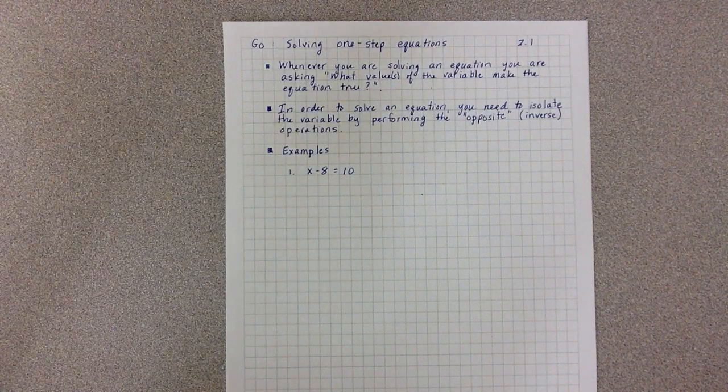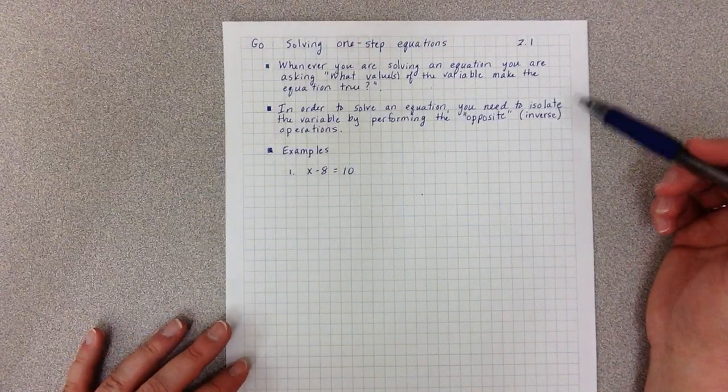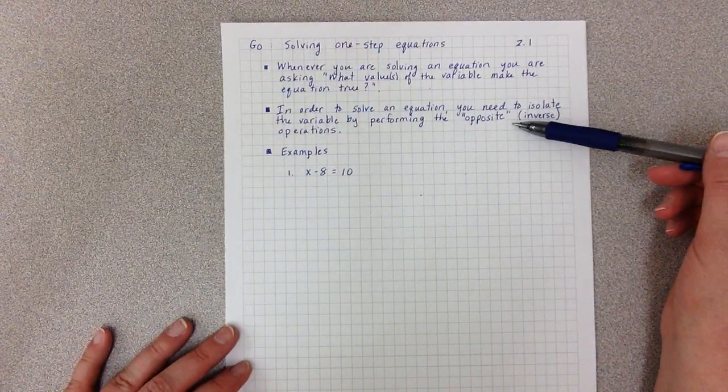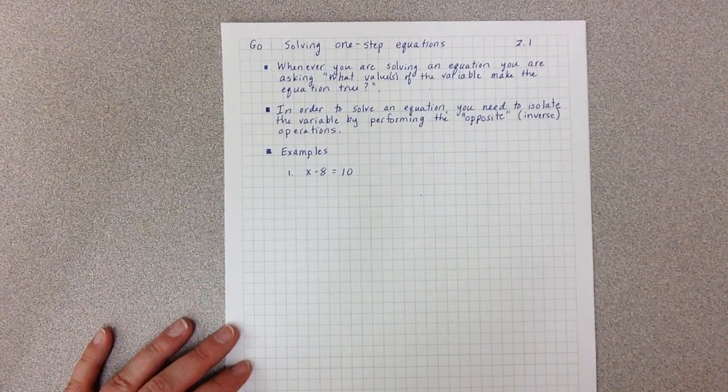Whenever you are asked to solve an equation, you are really being asked the following question. What value or values of the variable make the equation true? So, in order to solve an equation, we're going to need to isolate the variable. And we do this by performing the opposite or inverse operations. So let's look at 3 examples.